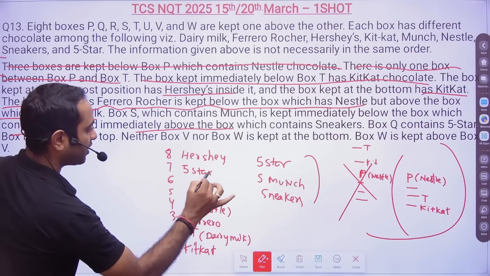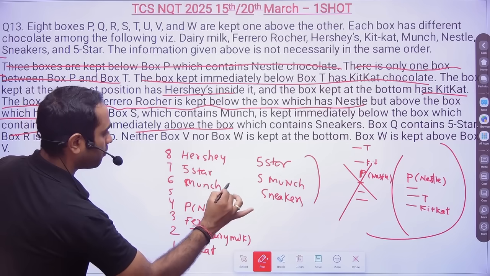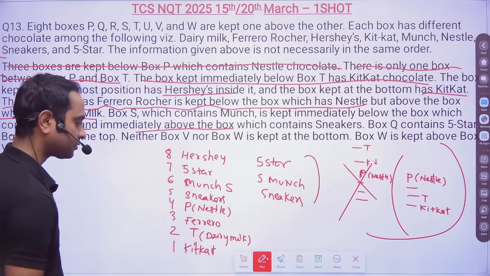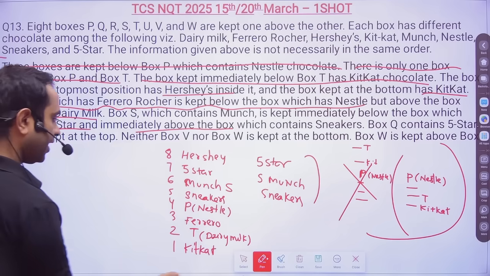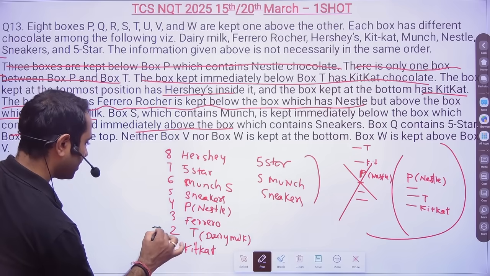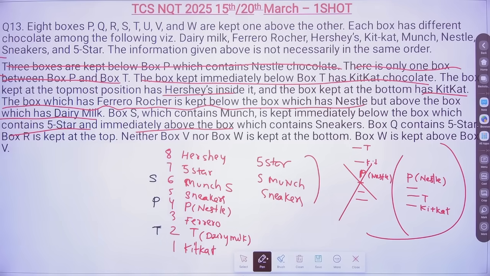So this is 5 star. This is Munch here, and this is box S. And this is Snickers here. Okay. So basically, if you will see, we have got a lot of data. So this is T box, this is P box, this is S box. So these are the 3 boxes.